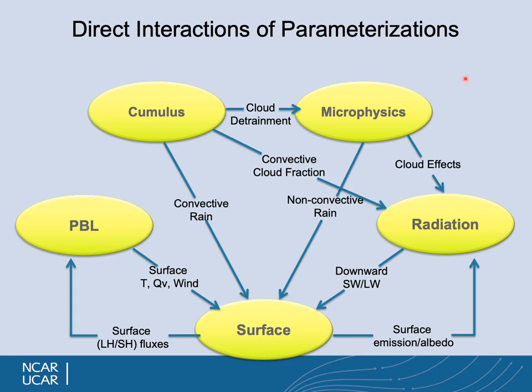Cumulus Parameterization interacts with some of the other physics. It produces clouds for the microphysics. It produces convective rain, which goes to the surface and interacts with the land surface model. It also provides a cloud fraction for the radiation in some cases.